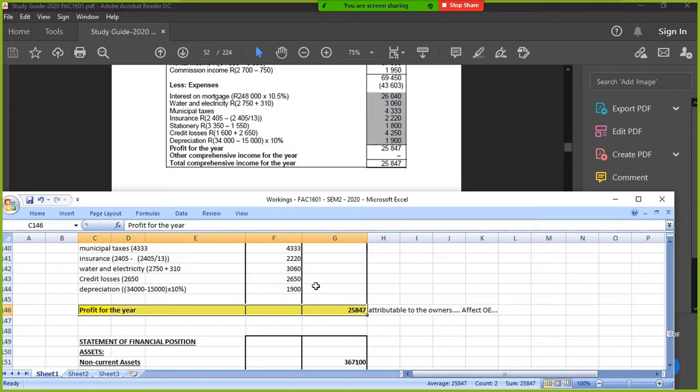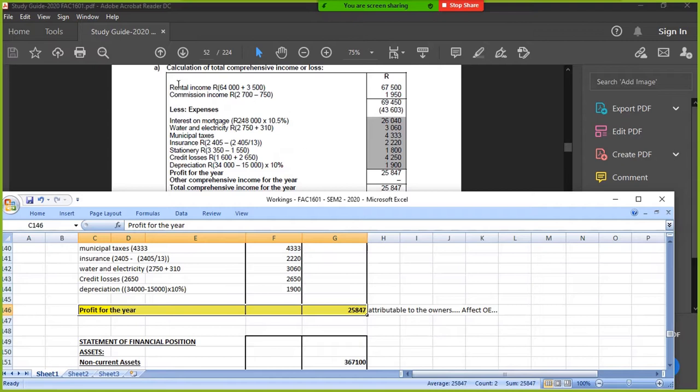Right, obviously, this is a lot of FAC 1502. This is a question you could have done last year even, or last semester, I should say, because all these adjustments were covered. Okay, so there's the one answer. There's the profit for the year.